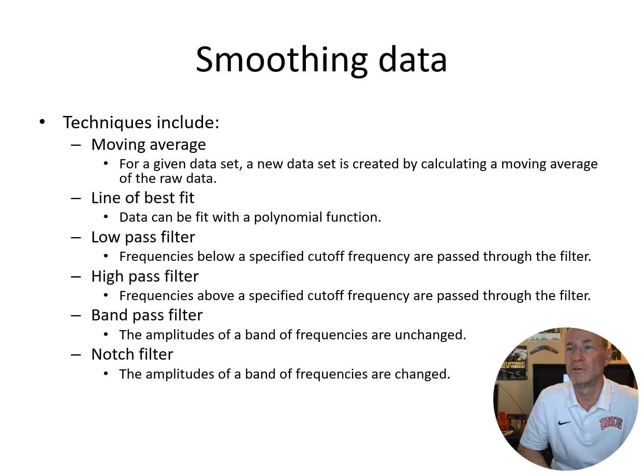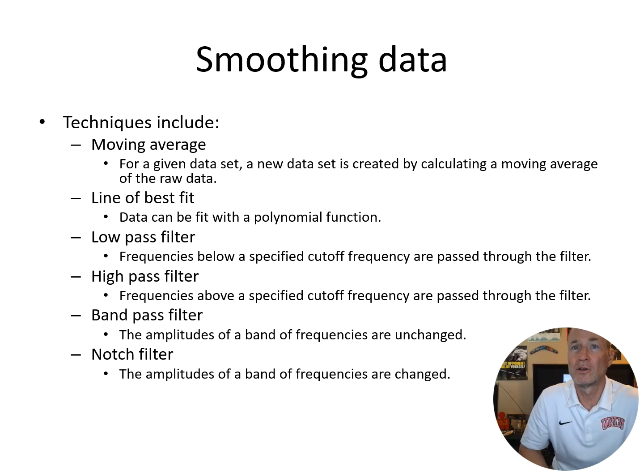And there are different ways to do that. We'll most likely touch on that during the course of the semester. There's a line of best fit. Fit the data with some type of polynomial, first order, second order, third order, what have you, and then recreate the signal from that line of best fit. There's a low pass filter. These get a little confusing, but it gets easier once you go through them a little bit.